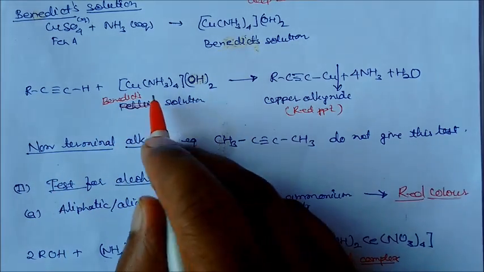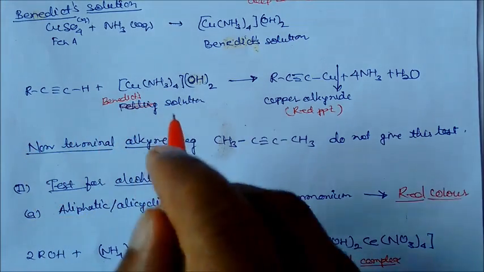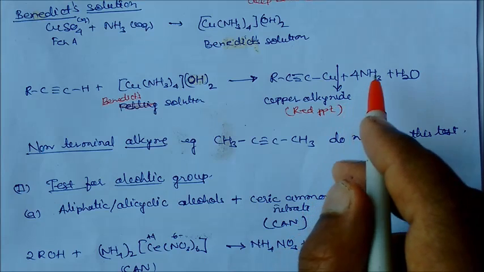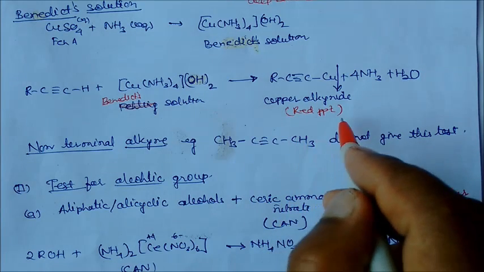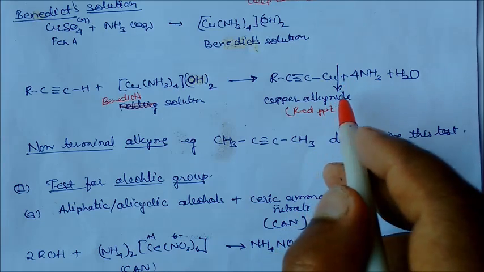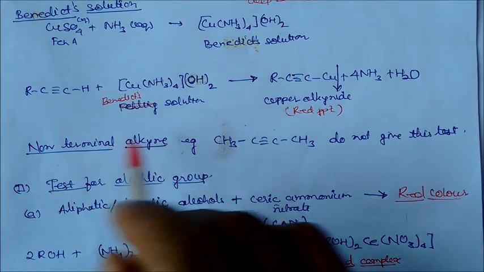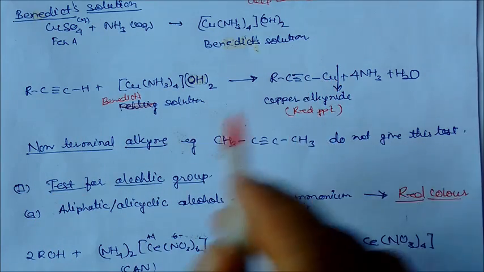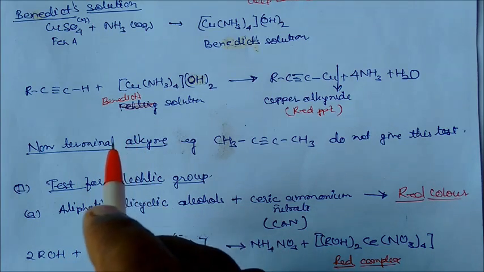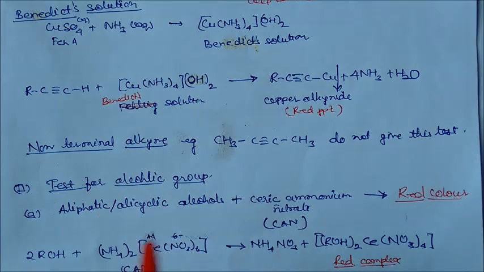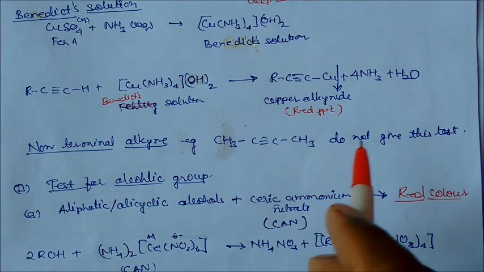On reaction with this Benedict solution, it will convert into copper alkynide, and this will give you a reddish or reddish brown precipitate like this. So only terminal alkyne can give these reactions. If you take any non-terminal alkynes, they will not react with the Benedict solution or Tollens reagent. So they will not give any test.